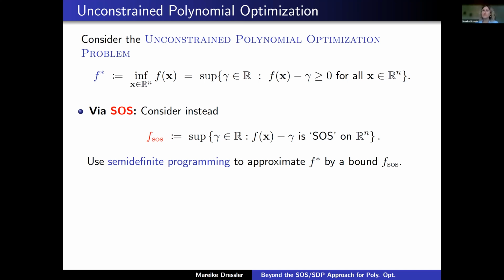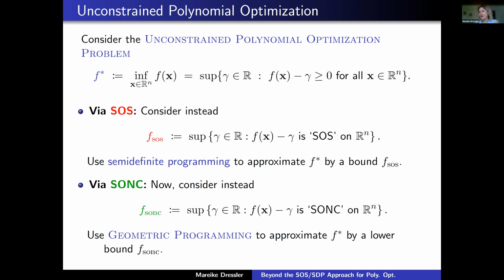So now we want to do the same, but instead of relaxing this non-negativity certificate to an SOS certificate, we would like to use SONC instead. And it turns out, clearly we can define such a lower bound f_SONC, but the right optimization problem to use here to really compute this bound for a large class of polynomials is what we call geometric programming. I don't want to go into depth because we generalize this shortly.